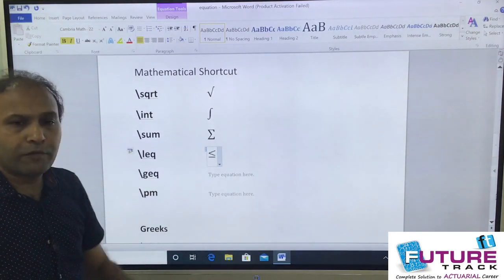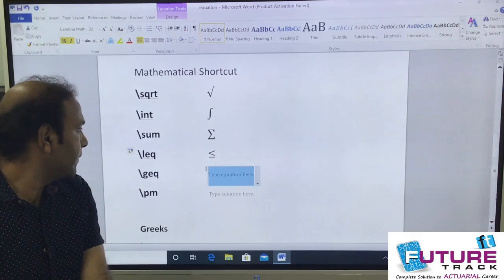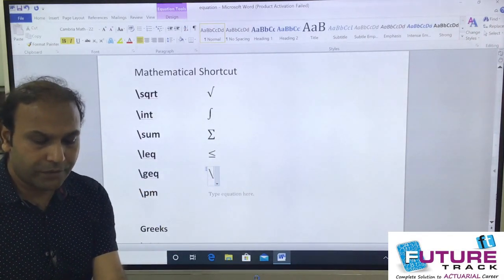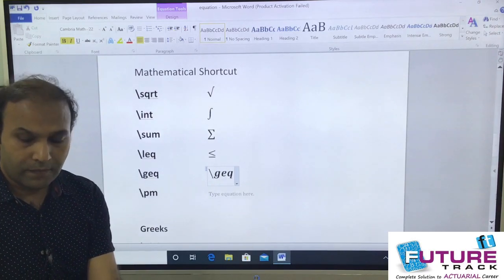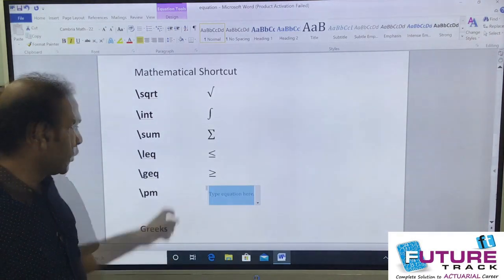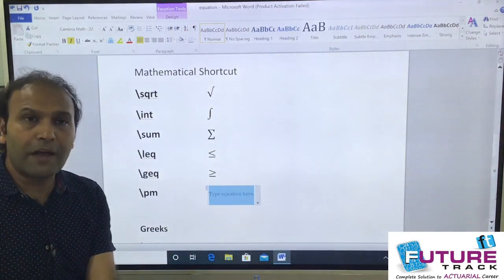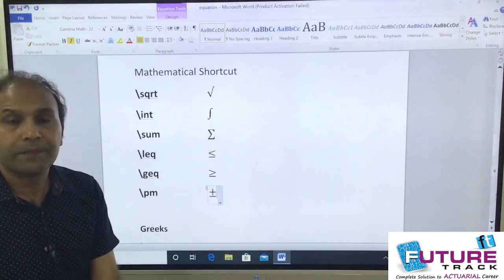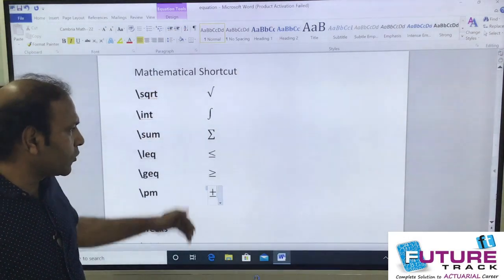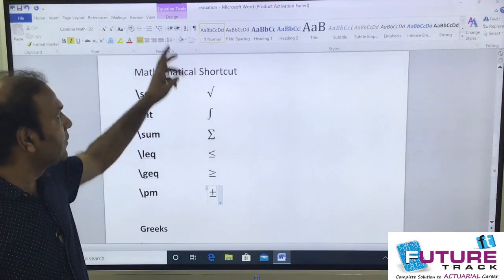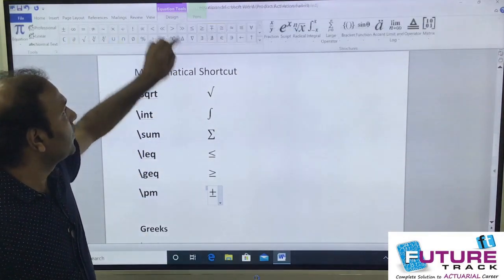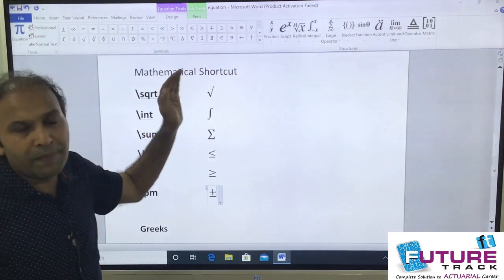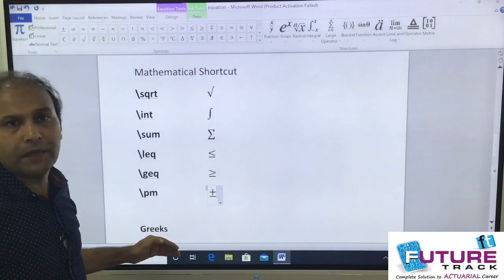After writing that, you have to press the space bar. Next, if you want greater than or equal to, backslash GEQ, space bar, you get this. If you want a plus or minus, you have backslash PM, space bar, you get plus minus. So in this way you get most of your mathematical symbols. One way is, as I told you, you can go to Design, you have all the notations here, but that is a very time consuming part. So you have to remember the shortcuts.